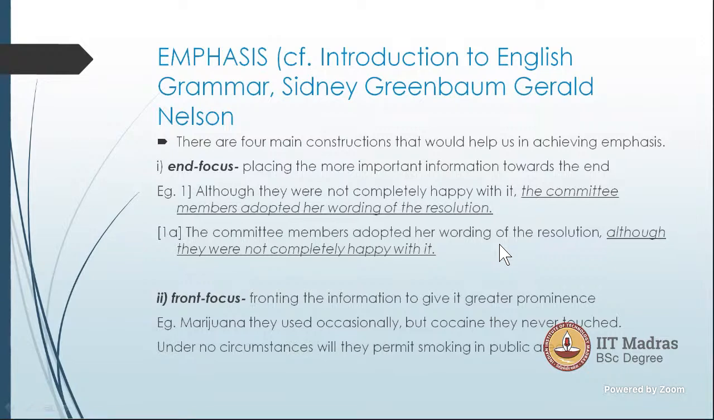You can keep the most important information towards the end in order to emphasize the importance of that, right? Like, look at the example here. The first one: although they were not completely happy with it, the committee members adopted her wording of the resolution.